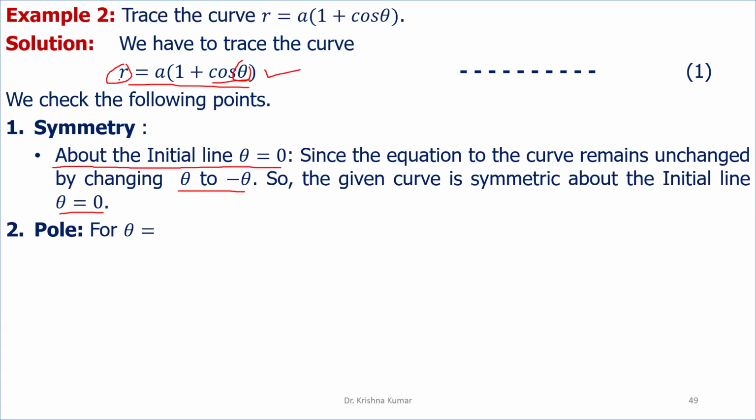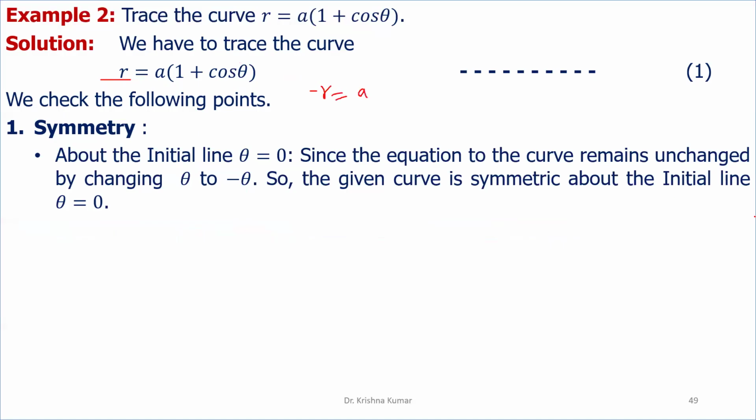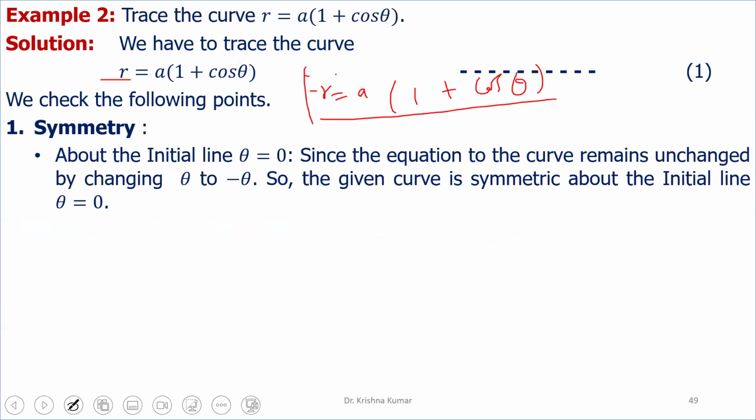Now, to check the symmetry about the line theta equals pi by 2, if we replace r by minus r and theta by minus theta, we get minus r equals a times (1 plus cos theta), because cos of minus theta is cos theta. So this equation and the original equation are different. So we say that the curve is not symmetric about the line theta equals pi by 2.